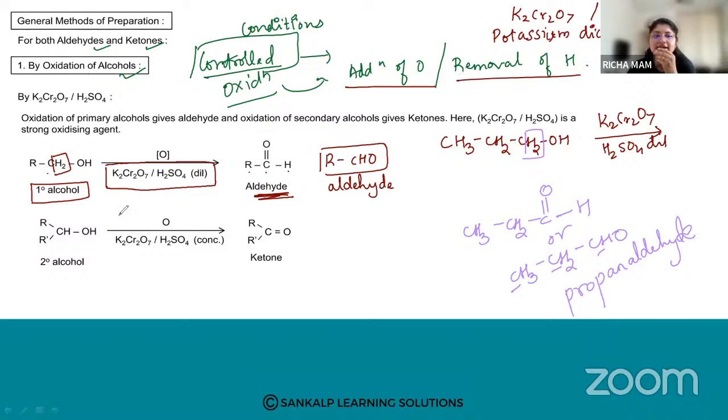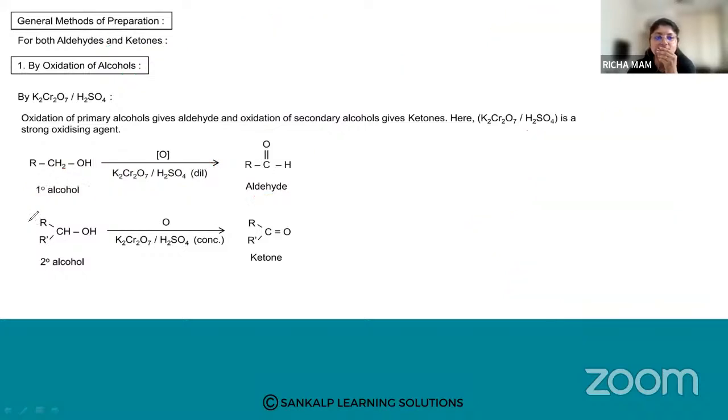Now if we take a secondary alcohol, we are doing oxidation in the presence of K2Cr2O7 and concentrated H2SO4. We are going to take concentrated acid. So when we treat our secondary alcohol with concentrated H2SO4, what are we going to get? We are going to get a ketone.